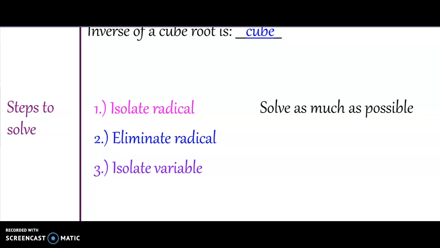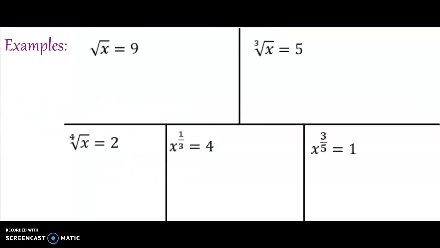The second step, step number 2, is to eliminate the radical. And then step number 3, isolate the variable. You want to solve the problem as much as possible. So these are the 3 steps. We're going to isolate the radical, eliminate the radical, and then the last thing is isolate the variable. Okay, so let's look at some examples.